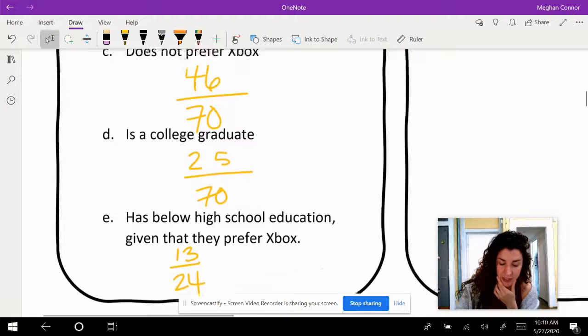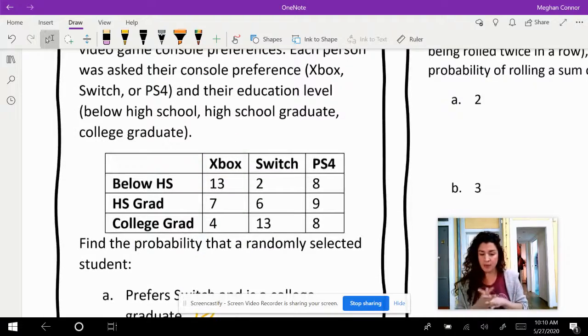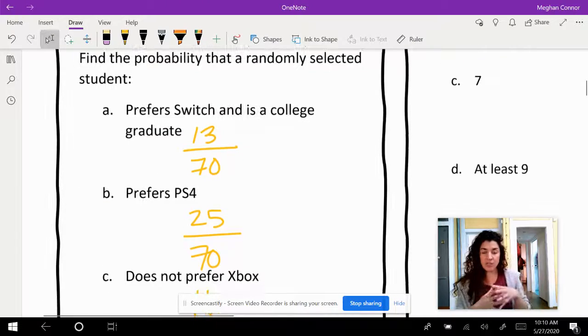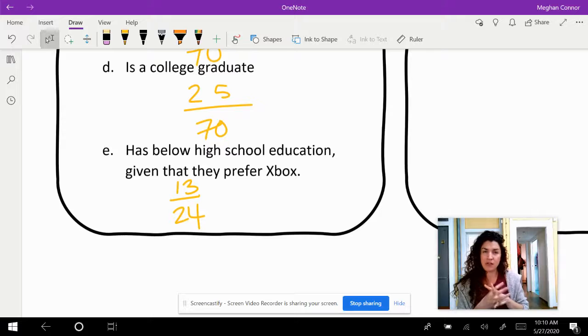So that's the difference there: if you're talking about the whole sample set that you've been given, which is all of these people, then you would just count up the total and put it over the number of the sample set. Sometimes you need to find a probability that's given something. If you're given that these people all prefer Xbox, then figure out the total number of people who prefer Xbox, and from there figure out the probability within that other sample set.